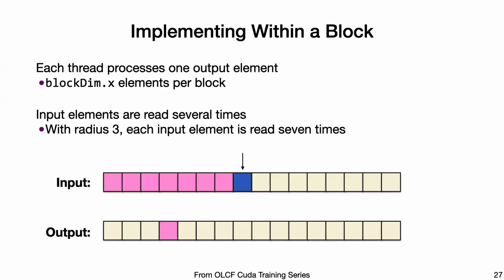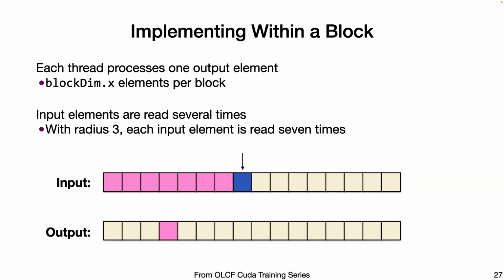Okay, if you did this within a block, using the same block example that we had, each thread does one output element, and we have blockDim.x elements per block, so we have multiple blocks. The difference between this and vector-wise add is that now you have reuse of input elements: multiple output elements are going to share the same input elements. So with radius 3, every input element is read 7 times.